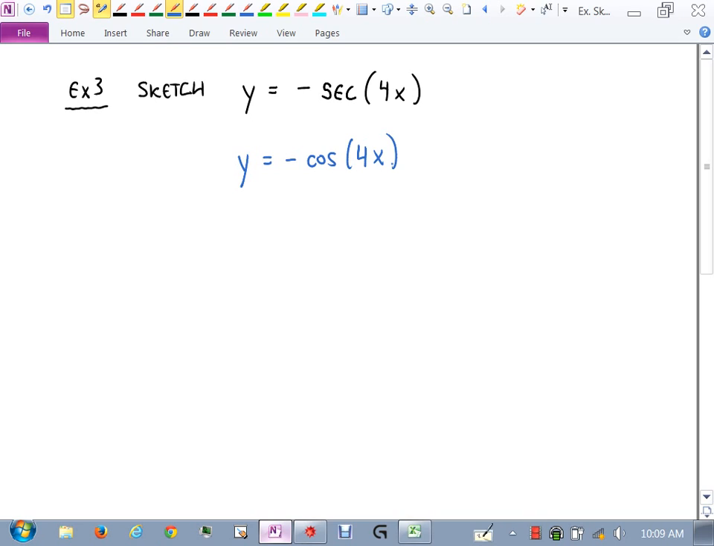Remember, the amplitude is the absolute value of the number out in front. So the amplitude is -1 absolute value, so it's just 1. So this is like a normal cosine, but I've got a little bit of a change happening. What does that 4 affect? Is it a phase shift? Is it a vertical shift? What is it? Period, right? It's a change in the period.